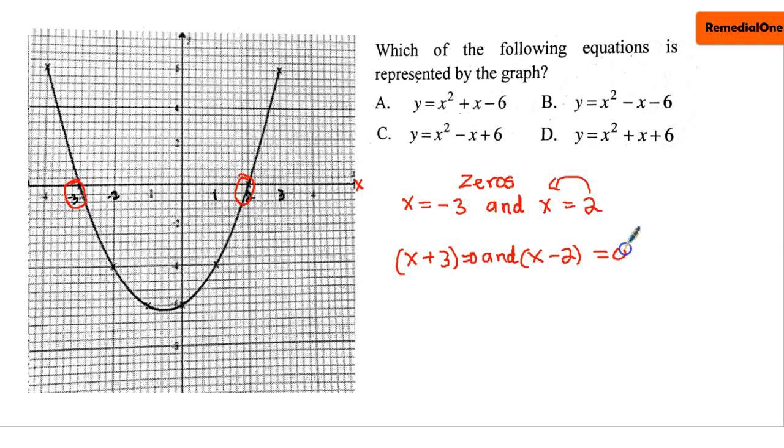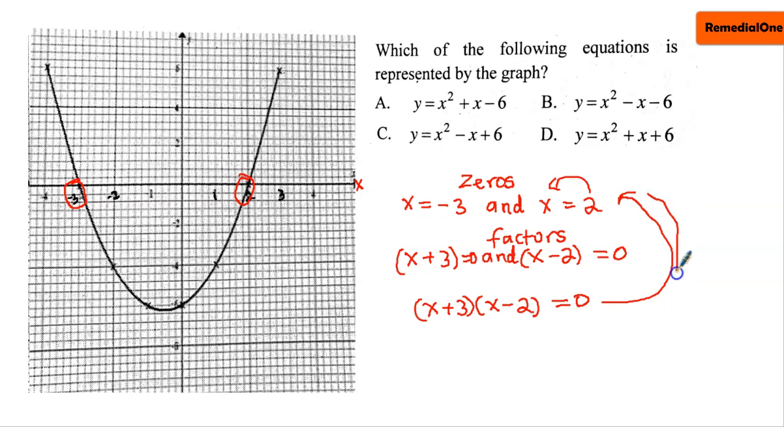equals to, these are the factors. So when we have the factors, then we can write it in the factored form as x plus 3 and then x minus 2 equals to 0. Through that, from here, we can get that. So once you're here, you have to be able to come here too. So when we come here, then we can expand this and get the right equation here. So let's go ahead and expand this.